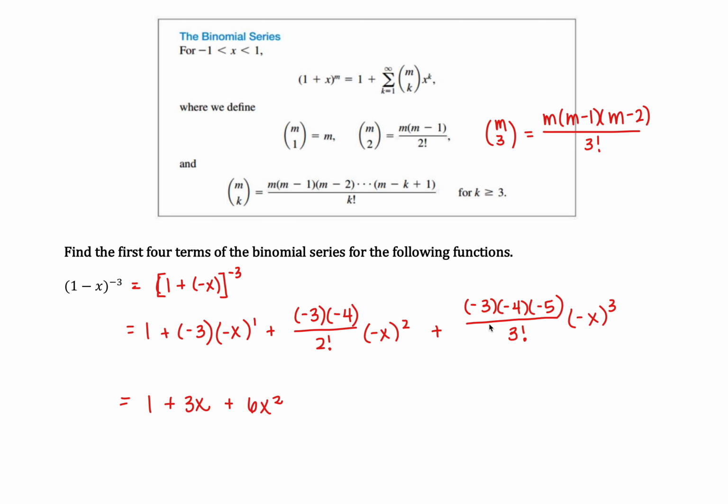And then here, we have negative 3 times negative 4 times negative 5. When you multiply negative 3 times negative 4 times negative 5, you're going to get negative 60. 3 factorial, 3 times 2 times 1, is just 6. So you have negative 60 over 6, so that would be a negative 10. However, negative x to the third is going to be negative x to the third. So negative 10 times that negative gives us a positive 10x to the third power.